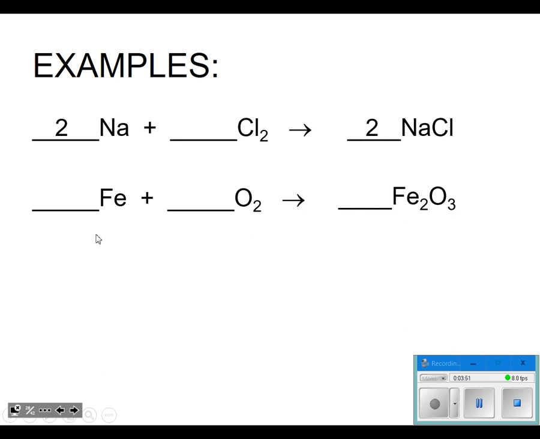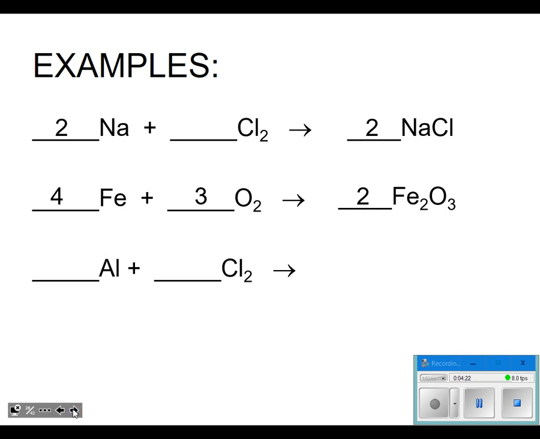Then we have to balance. Well, we have 2 irons on the other side, so we're going to put a 2 right there. Then we have 3 oxygens on one side and 2 on the other, so we have to look for a common multiple, which would be 6. So we'll put a 3 there, and we'll put a 2 there. But when I do that, 2 times 2 of my irons now makes 4, so that makes my original 2 as a coefficient in front of iron wrong. So I'd have to change that to a 4. And that's why I always recommend you use a pencil when you're balancing.